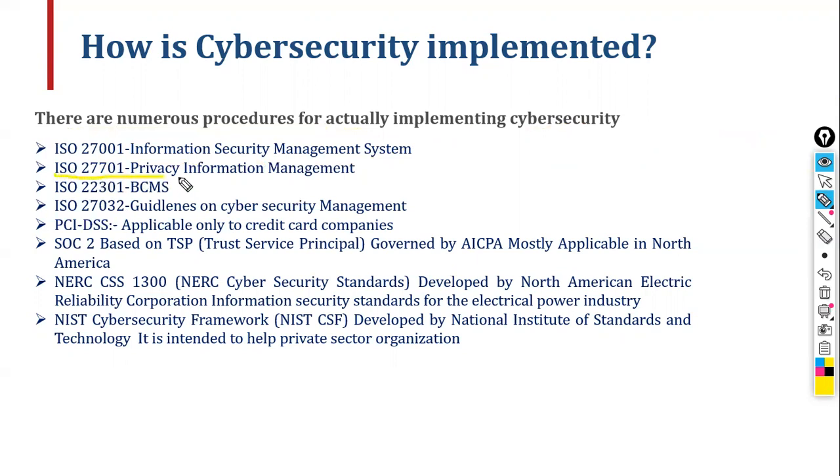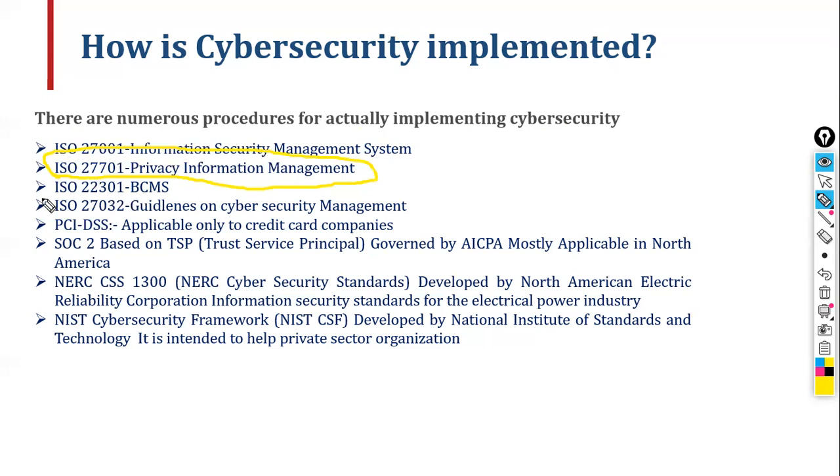Another standard is ISO 27701, which is called the privacy information management standard. This standard is used to implement privacy related controls within the organization, the same controls as listed in the GDPR. Various countries have their own privacy related frameworks, so we need to comply if we are doing business outside our country. There are various regulations which need to be followed by the organization. Those regulations are covered in ISO 27701.